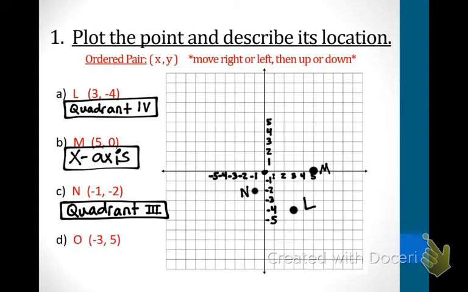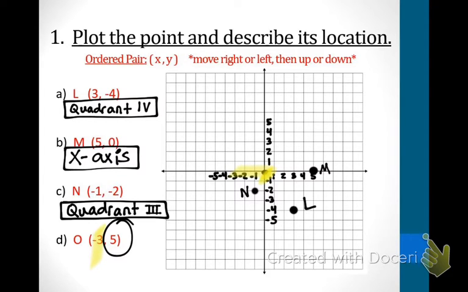I want you guys to go ahead and do problem D on your own. Label it and then tell me where its location is. Okay, so we know left and right always goes first because up here it says right here, move right or left. That's our X, okay? So every time I'm going to start at my origin right here. Now it tells me to go negative 3. Which direction am I going, guys? Go left. 1, 2, 3, over, okay?